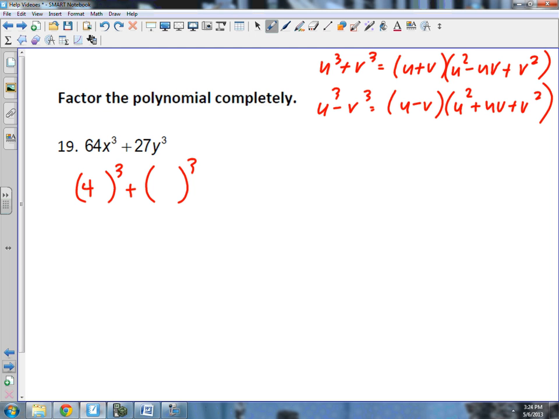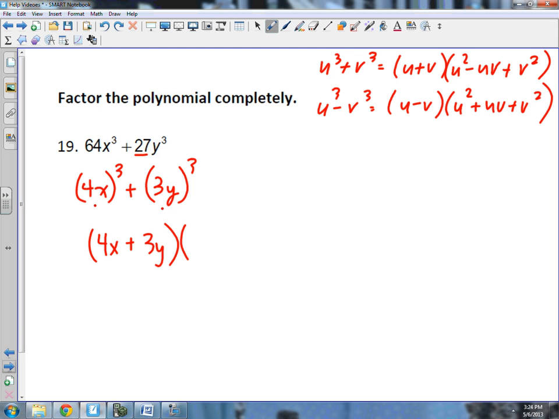The next thing is what to the third makes x to the third. That's easy, x, right? What to the third makes 27? Well, that's 3. And then what to the third makes y to the third is y. So now this is u and this is v, and I just follow the form. So from here on out, it's just a matter of following things one step at a time.